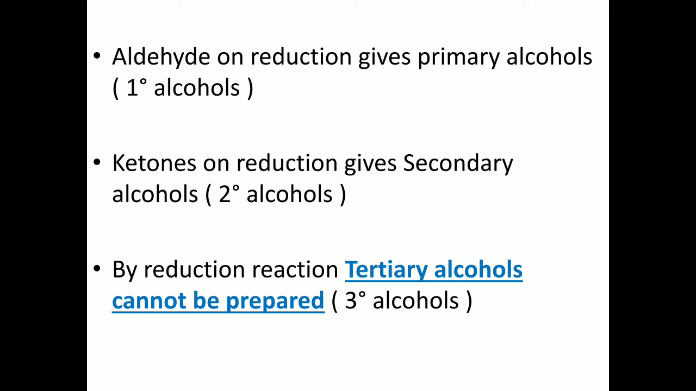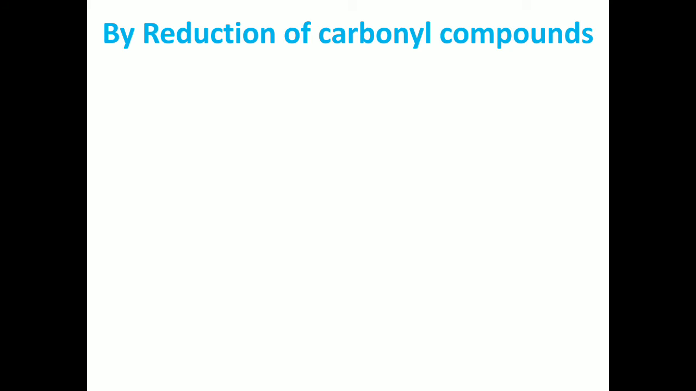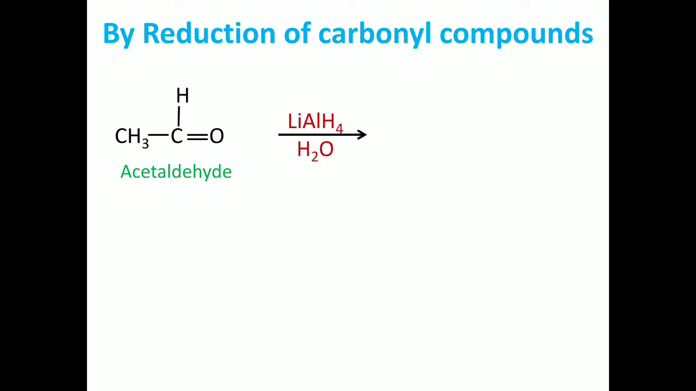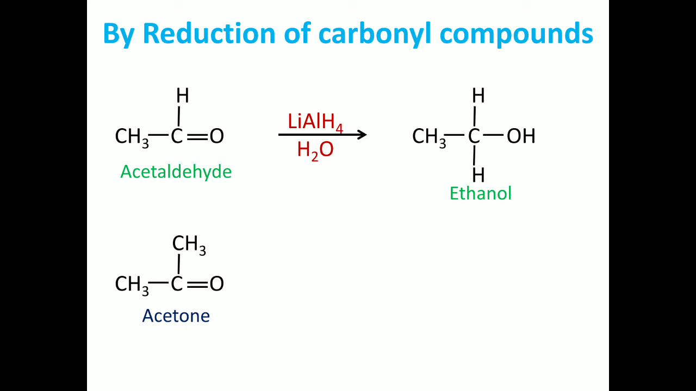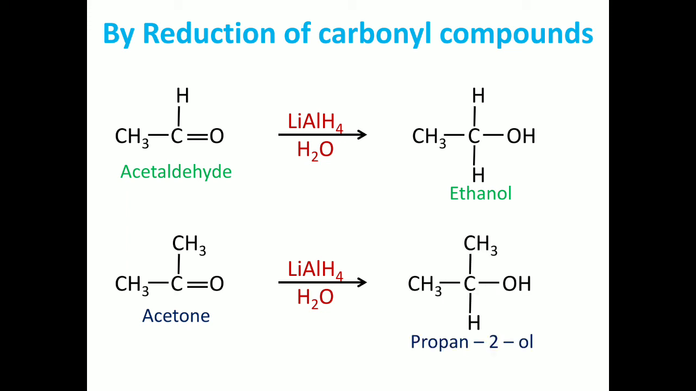Now let me explain with the help of an example. Suppose we take acetaldehyde, that is CH3CHO, which on reaction with any one of the reducing agents that we already discussed, that is lithium aluminum hydride, followed by hydrolysis, we can get a primary alcohol, that is CH3CH2OH, ethanol. Suppose we take acetone, which on reaction with the same reducing agent, that is lithium aluminum hydride, followed by hydrolysis, we can get a secondary alcohol, that is propan-2-ol as the product.